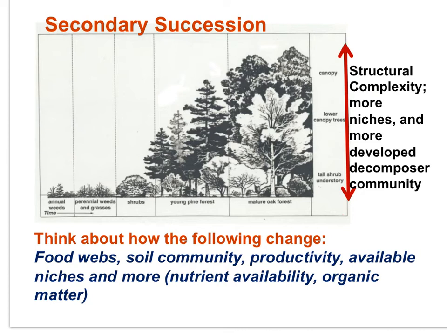At this point, could you speak articulately about food webs, soil community, productivity, available niches, and more through successional time? Could you speak articulately about the structure of different communities through succession, how niches change, how diversity changes, how energy flow changes, GPP, respiration, and NPP?